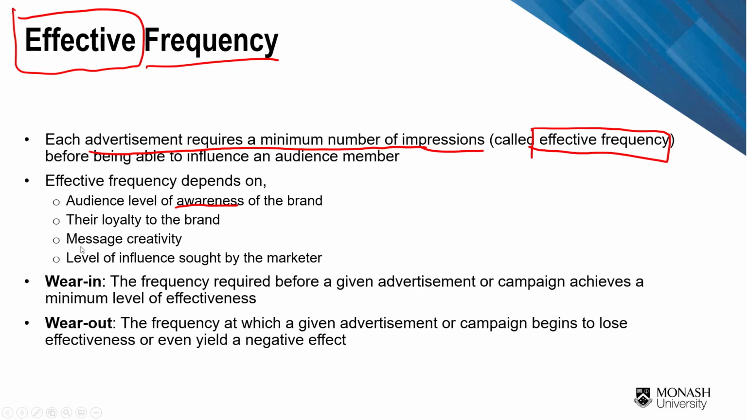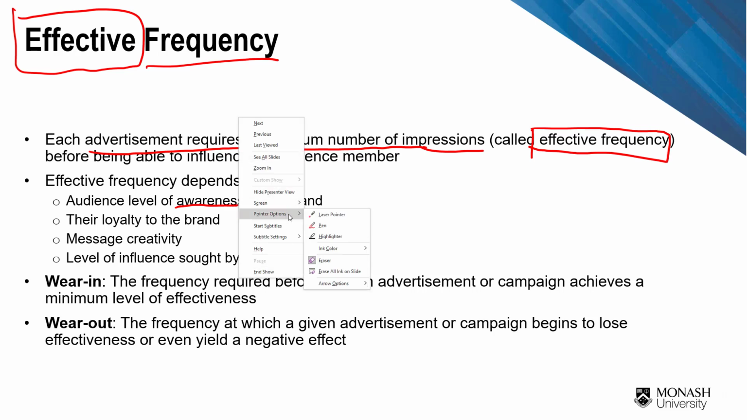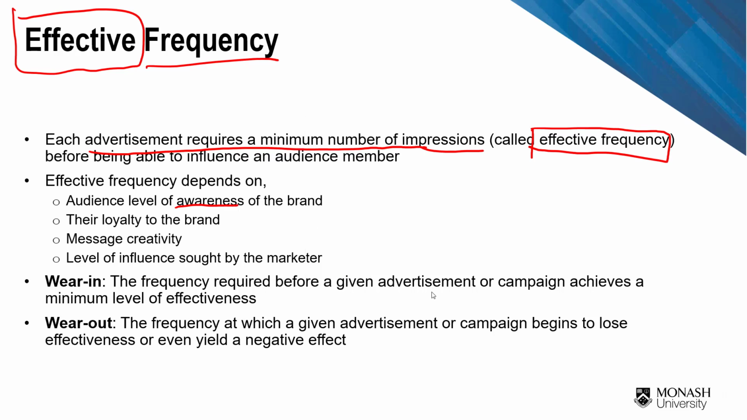So there is this wear in and wear out effect. The wear in is basically the frequency required before a given advertisement or campaign achieves a minimum level of effectiveness. So basically they're saying, what's the frequency that's required? Now the wear out is the frequency at which a given advertisement begins to lose effectiveness.